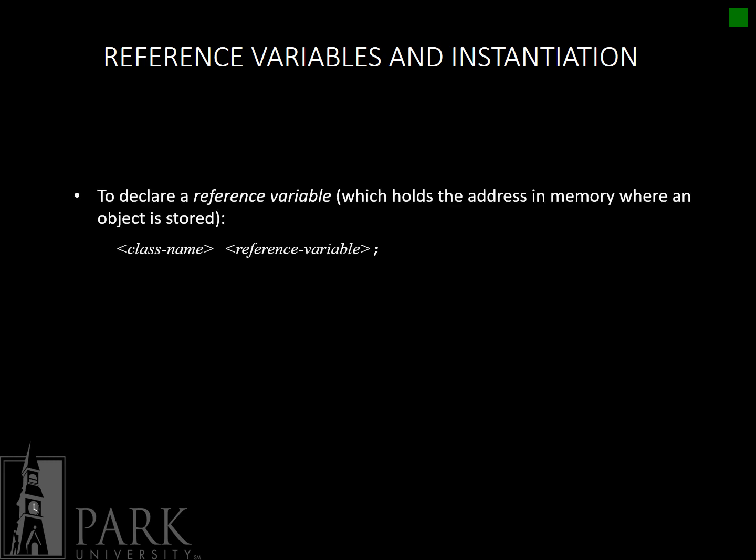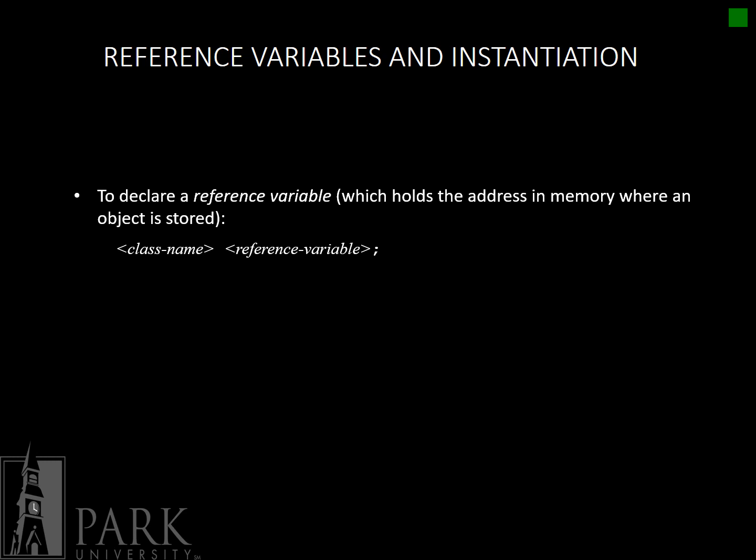Now, as I mentioned previously, a reference variable is a variable that holds a memory location instead of a value, and we initialize them with the following syntax. We have a class name or the type of the object followed by the name of the variable. And this sets aside enough memory to store an address in memory, and that's it.